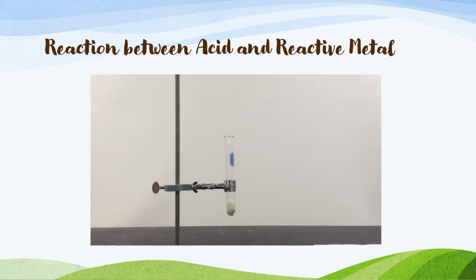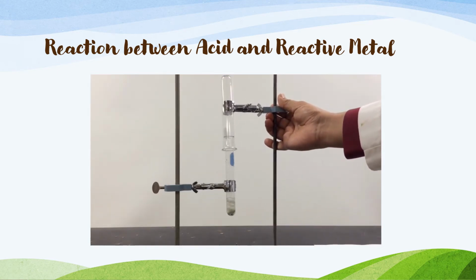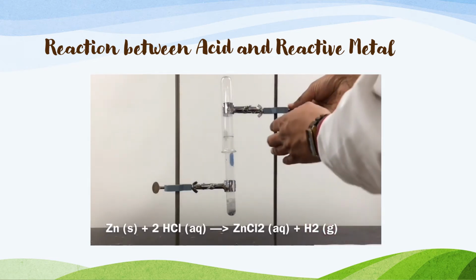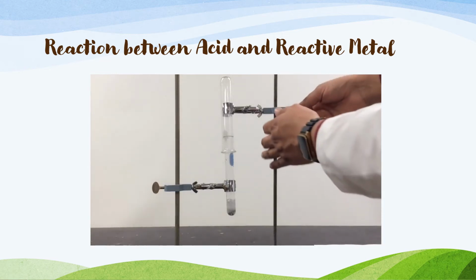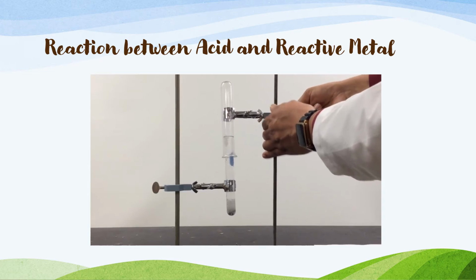Now those are bubbles of hydrogen gas. I'm making quite a bit of hydrogen gas here. So I'm going to put this other test tube on top so I can collect as much of that hydrogen gas as possible. And since hydrogen is less dense than air, most of that hydrogen should stay in the test tube.